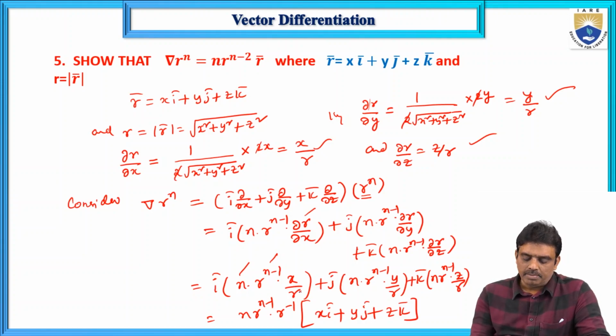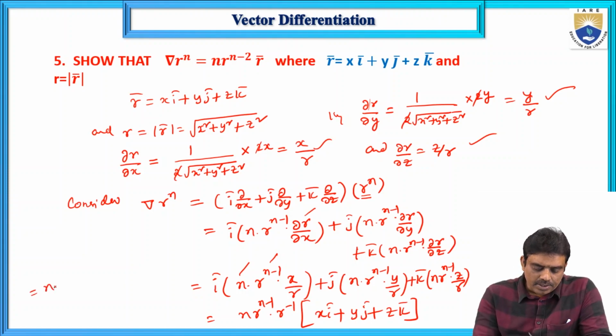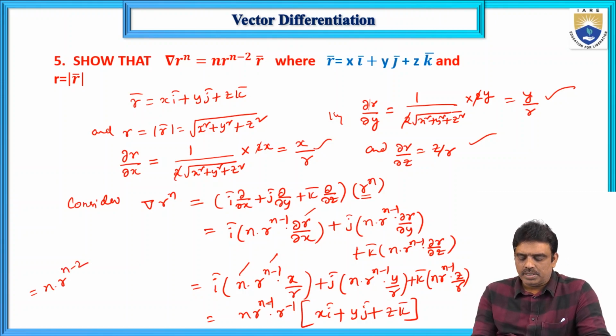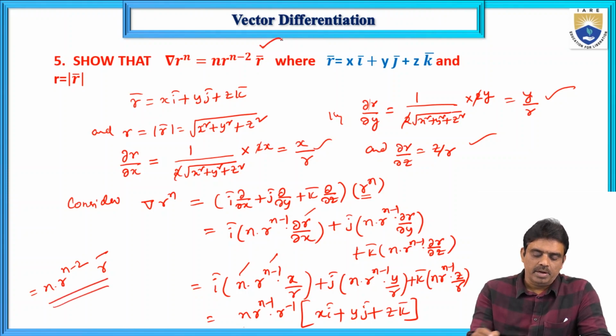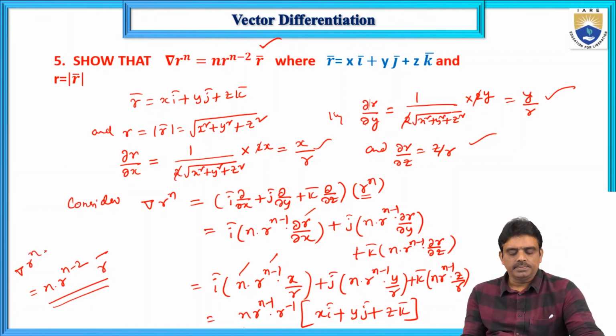n into r^(n-1) by r, by r means r^(-1). So this is equal to n into r^(n-2). Already n minus 1 is there, n minus 1 minus 1, n minus 2. And this whole thing can be written as r bar. So n into r^(n-2) into r bar is the grad r^n value.